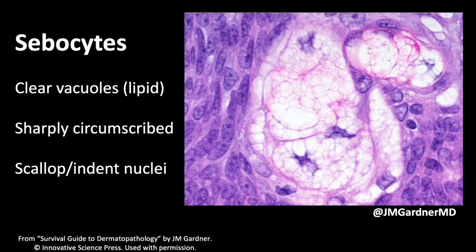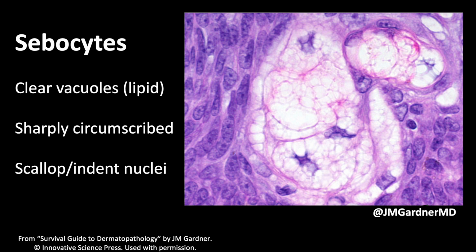Sebocytes normally produce sebum, which is a lipid-rich fatty secretion composed of broken down mature sebaceous cells. So sebocytes are going to be filled with lipid, which means they're going to have clear, sharply circumscribed vacuoles, usually that indent or scallop and push into the nucleus. They're little clear, round bubbles. So finding those clear, sharply demarcated bubbles is, to me, the key for recognizing sebocytes.